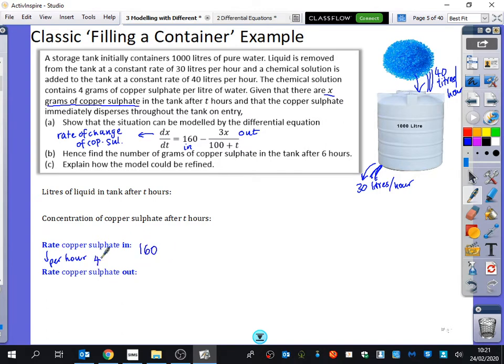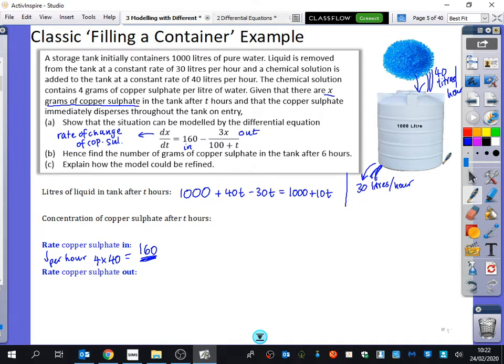That just came from the 4 grams times the 40 litres per hour. So that's the 160 that we have here. Rate means per hour. Let's go back to the top half though, because this is the bit that's going to help us deal with how much copper sulfate is going out. How many litres of liquid are in the tank after T hours? Well, there's 1,000 to begin with, and every hour we've got 40 litres being added and you lose 30, so you get 1,000 plus 10T.